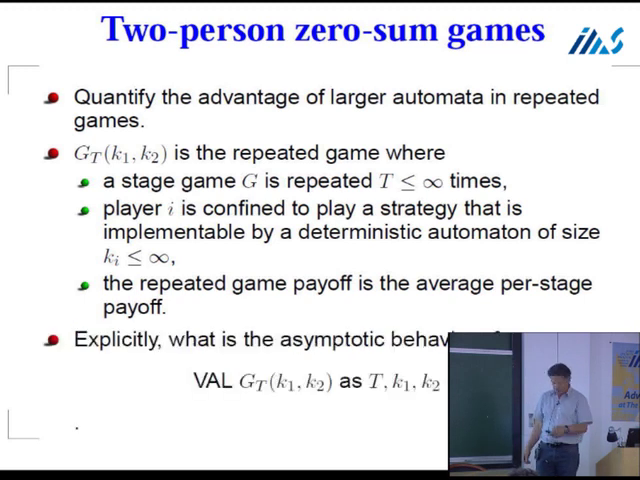So basically, we want to study the behavior of the value of this game. Every two-person zero-sum game has a value. We could look at the value as a function of those three parameters, and look at its behavior when K1, K2, and T, the triple, go to infinity.